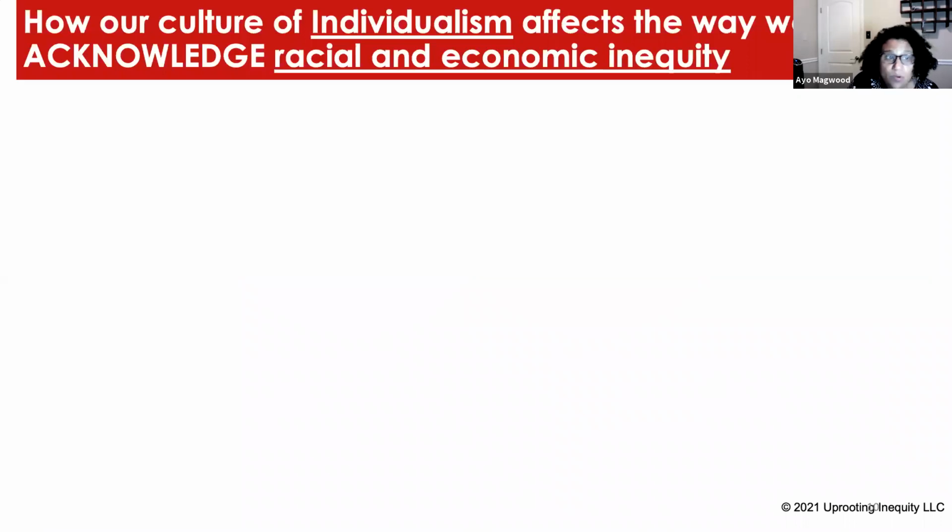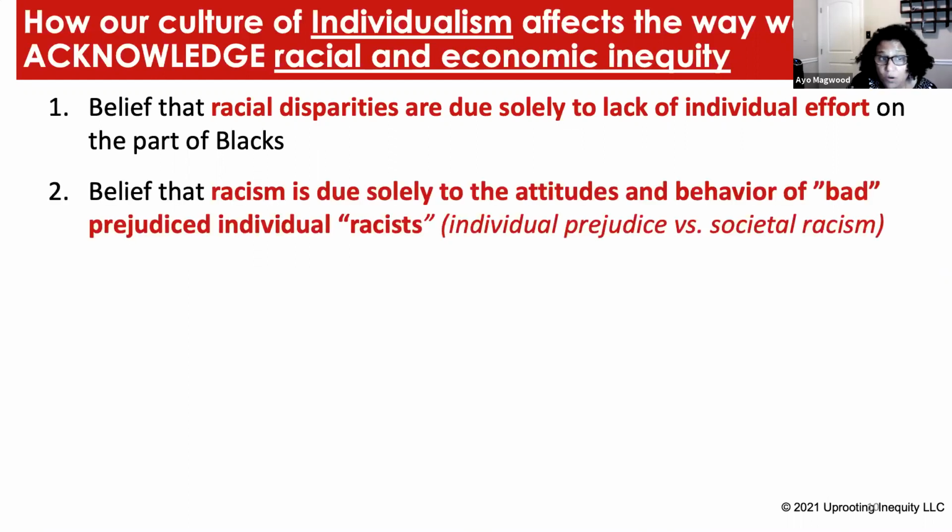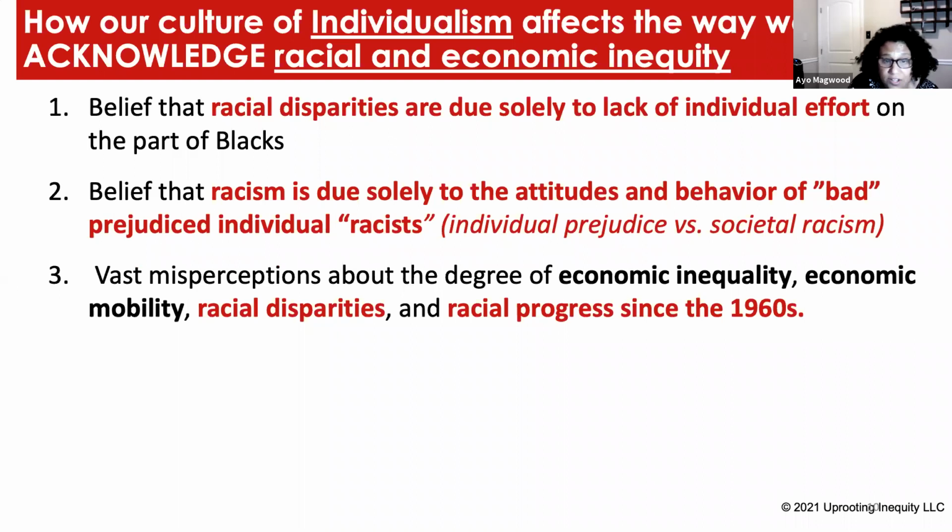So this affects how we acknowledge racial and economic inequity. In this country, we don't even want to address racial and economic inequity. We don't even want to acknowledge it. And this individualism leads to a belief that racial disparities are due to a lack of individual effort on the part of Blacks, or that racism is due solely to the attitudes and behaviors of individual racists. So this is the emphasis on individual prejudice versus societal racism. It also leads to vast misperceptions about the degree of economic inequality, economic mobility, racial disparities, and racial progress since the 1960s.